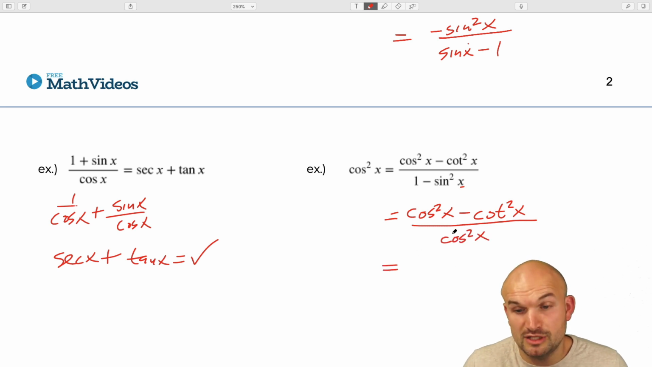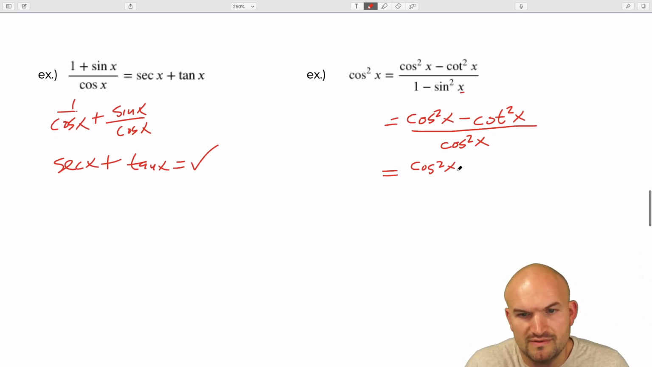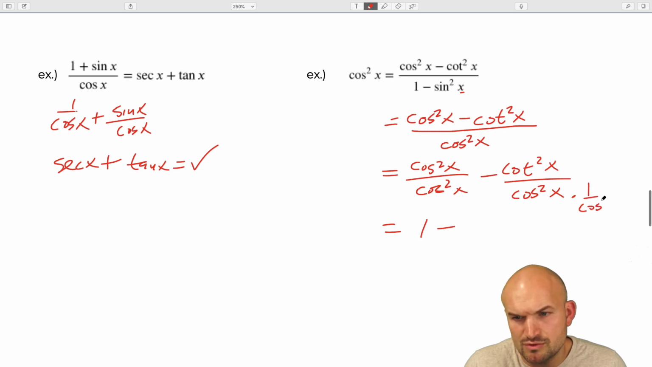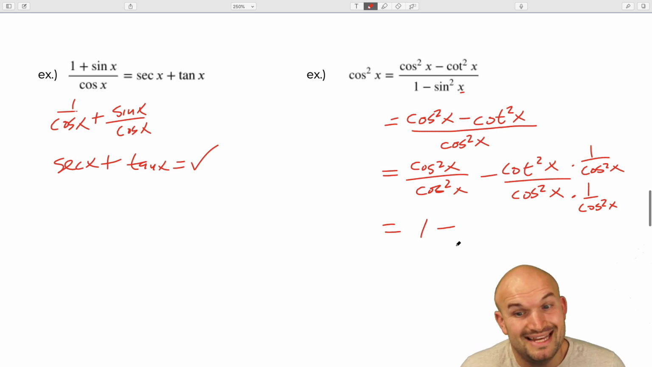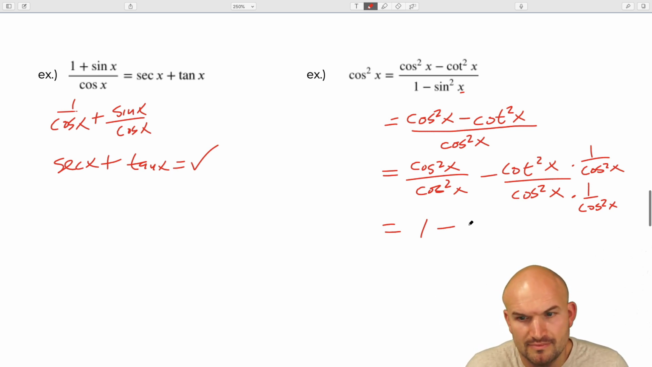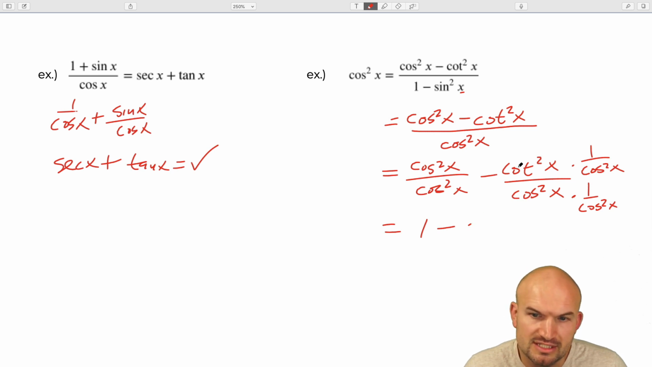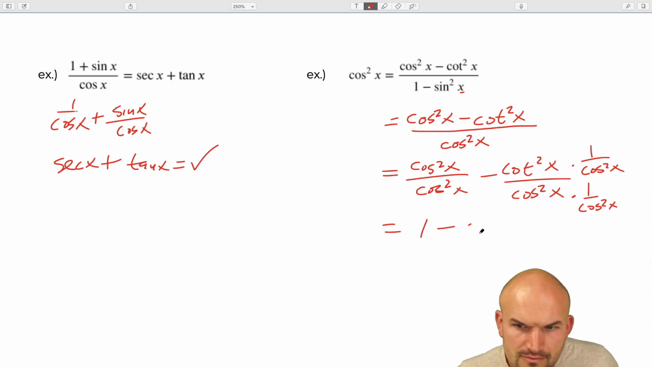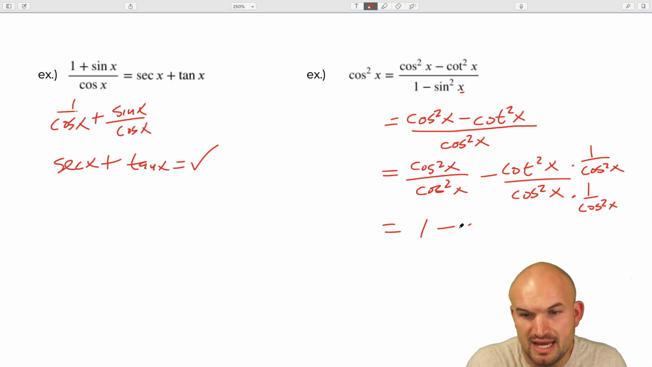Now, again, I can distribute the cosine squared of x into both terms. So that's going to be, I'll just write it out because I've got a little room, cosine squared of x over cosine squared of x minus cotangent squared of x divided by cosine squared of x. So that equals 1 minus... Now let's see here. If I multiply by 1 over cosine squared of x, that gives me a sine squared. Yep. No, that's cosine over sine. That's going to give me a cosecant squared, actually. Because that's cosine over sine.